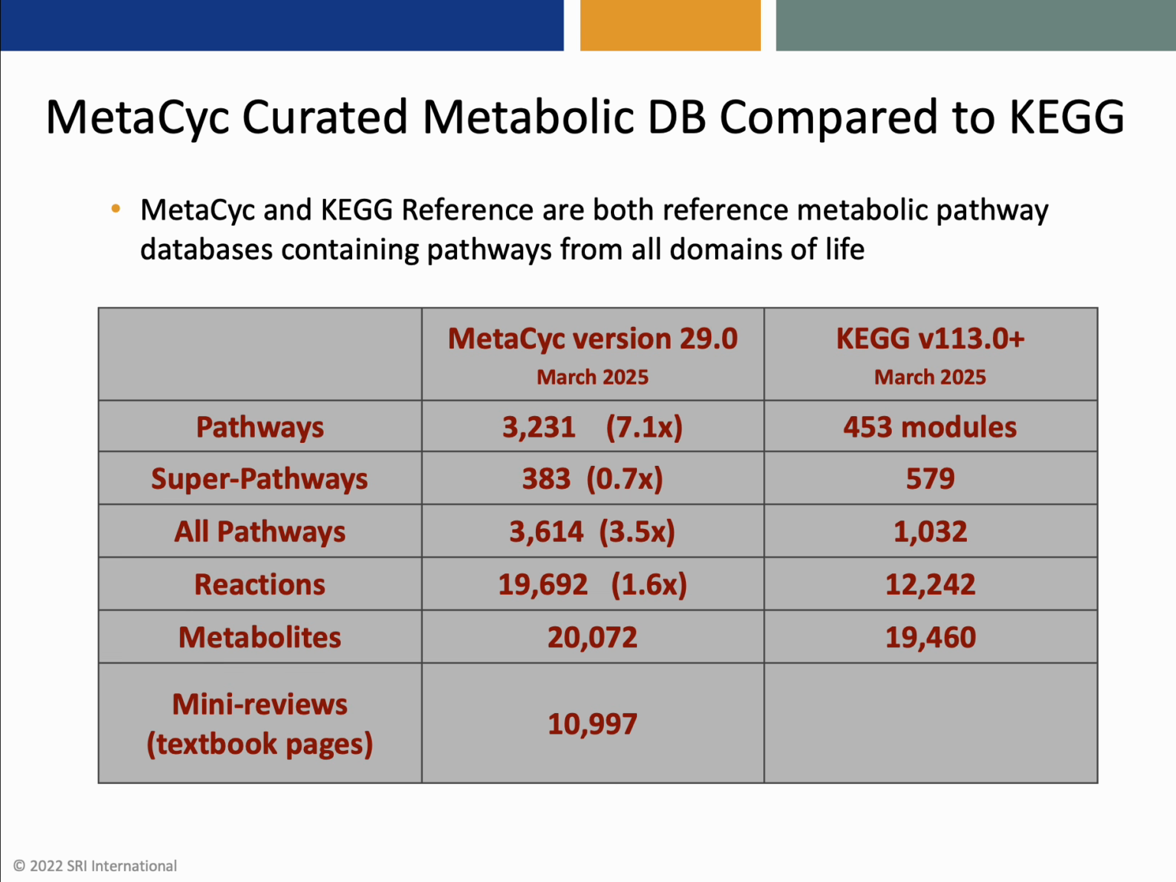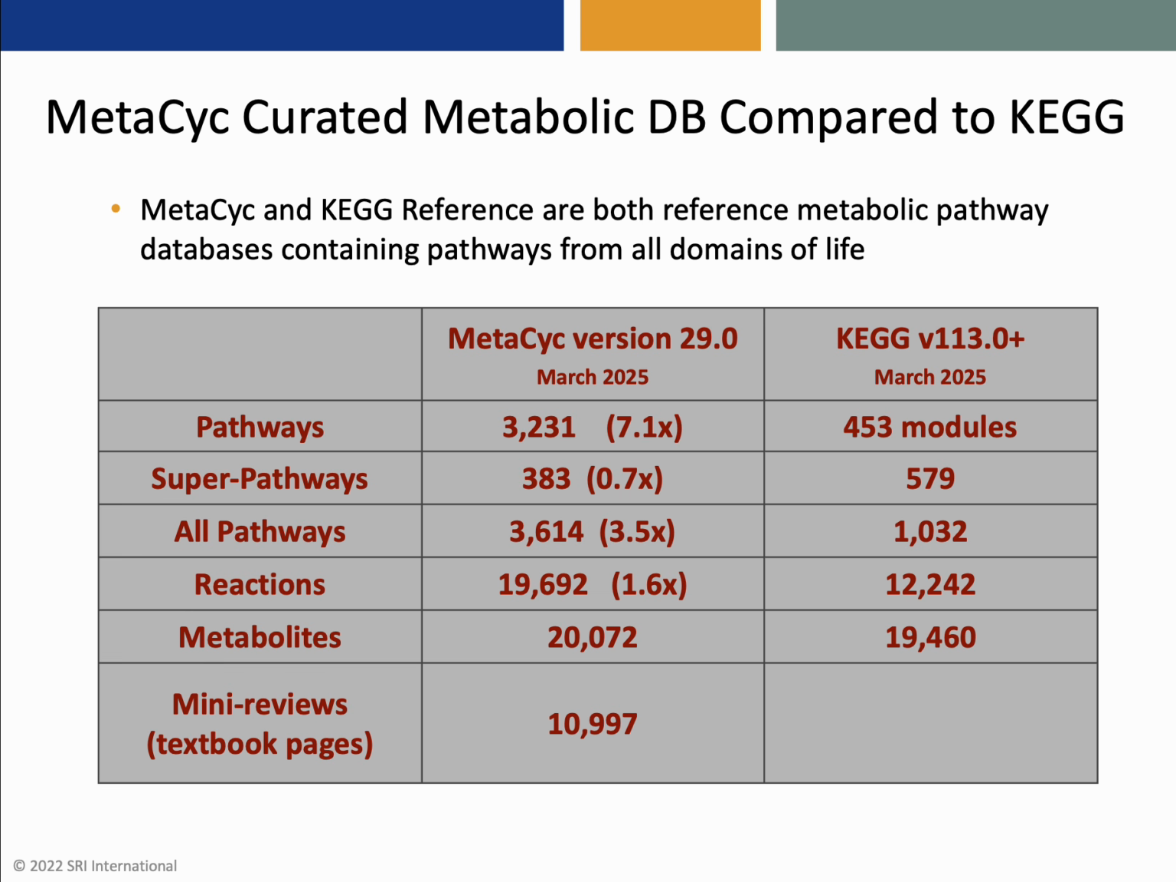So at this pathway level, MetaCyc has 7.1 times as many modules as KEGG does. Now, both databases also contain larger pathways, which MetaCyc calls superpathways and which KEGG calls maps. KEGG has more maps than MetaCyc has superpathways, so MetaCyc has 0.7 times as many superpathways as KEGG has maps. And if we add together those two lines, the pathway and superpathway lines, we'll get the all pathways line. And so overall, if we look at all pathways, MetaCyc has 3.5 times as many as KEGG does.